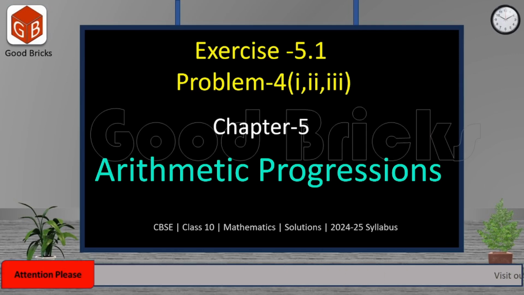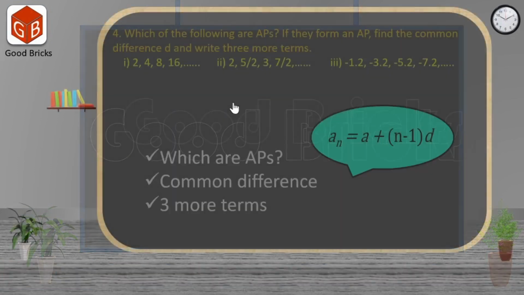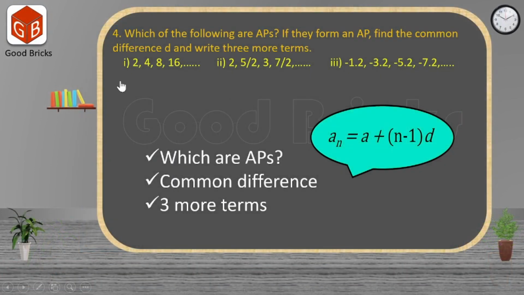In this video, we are going to discuss the first three bits of problem 4. The question is, we need to check whether the given series is an AP or not. We need to find the common difference if they are forming an AP, meaning arithmetic progression. And we also need to find three more terms for the given series.